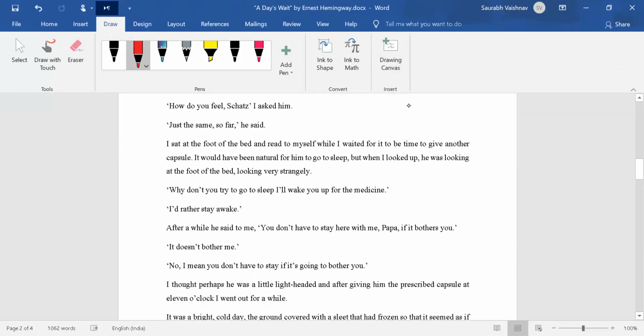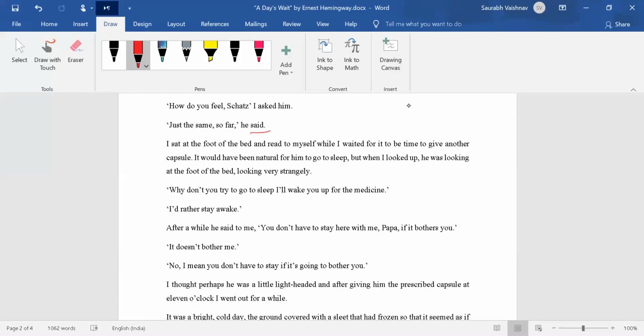How do you feel, Shads, I asked him. How are you feeling? Is there any improvement? Do you feel better? Just the same so far, he said. So Shads said, no, father, I do not feel any improvement. The condition is the same as it was earlier.